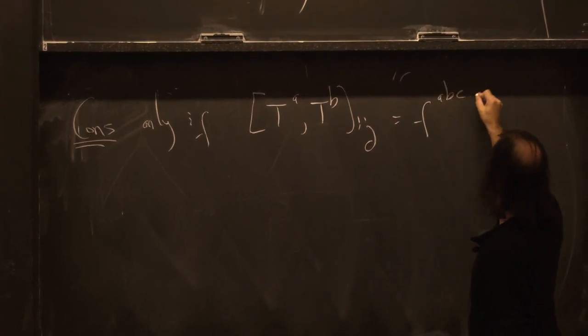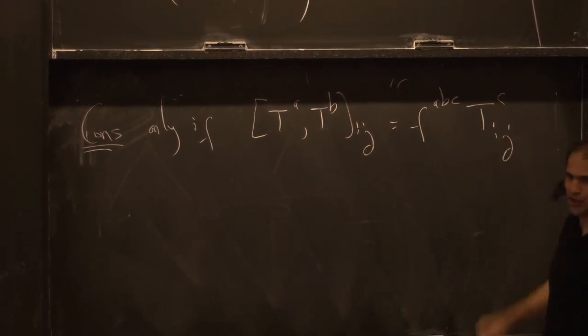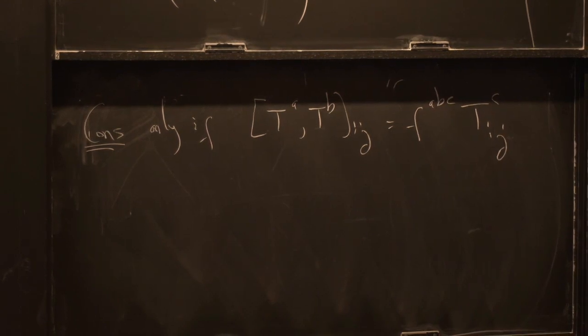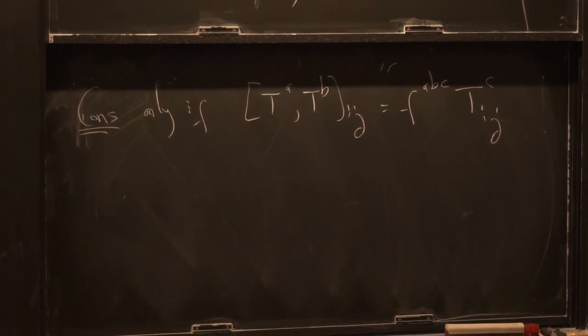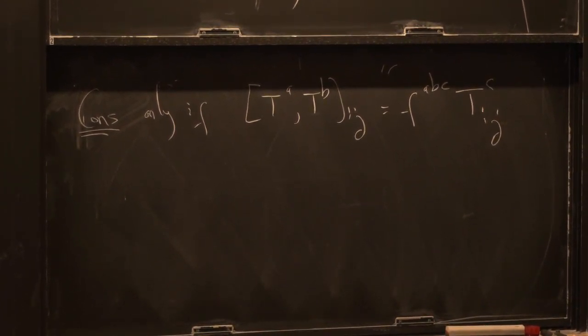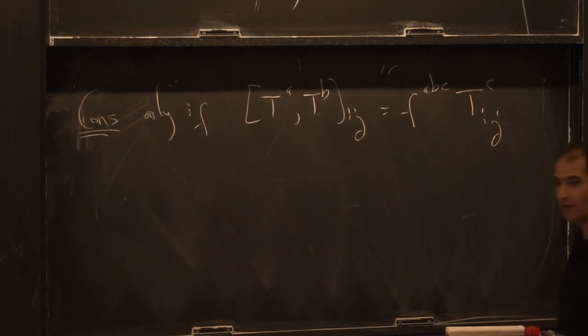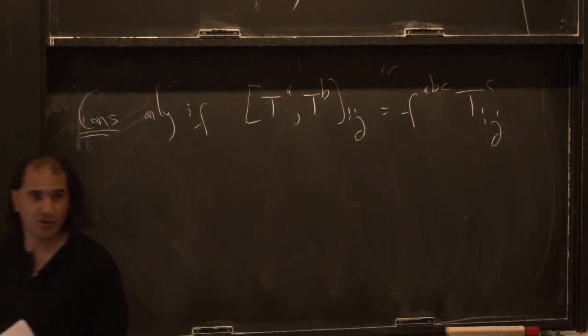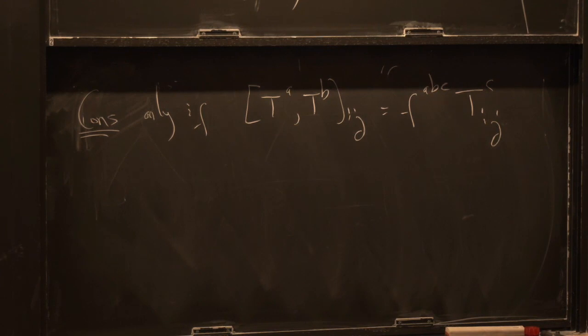FABC TC IJ. Okay? So we see that not only do the self-couplings of the gluons of these massless spin 1 particles have to be governed by something that satisfies the Jacobi relations, any other spin particle that couples to it, first, the spin can't be higher than 3 halves. And secondly, all the lower ones have got to have a coupling which is exactly given by something in some representation of the Lie group.